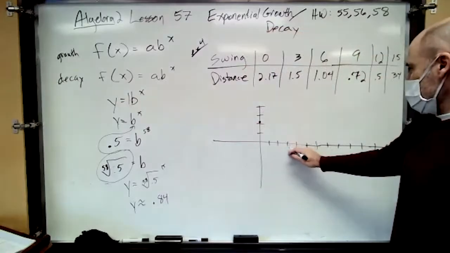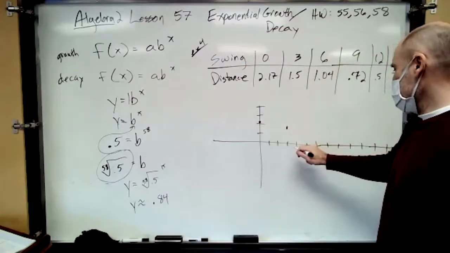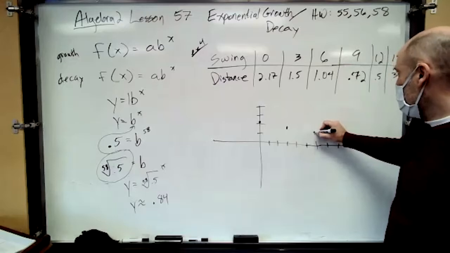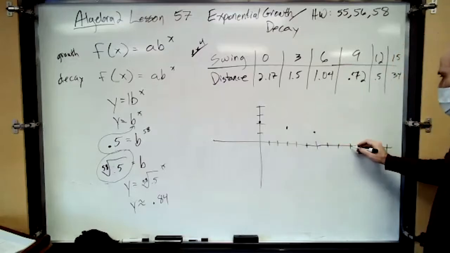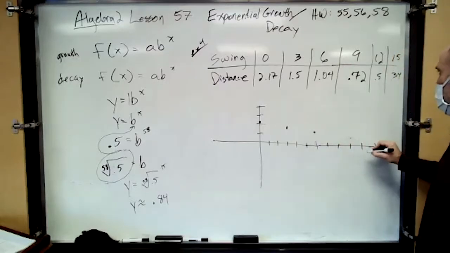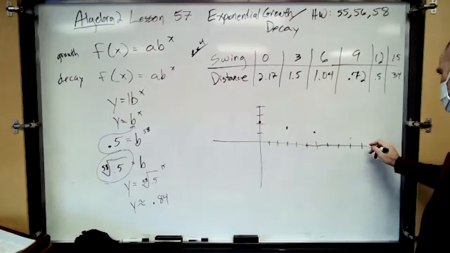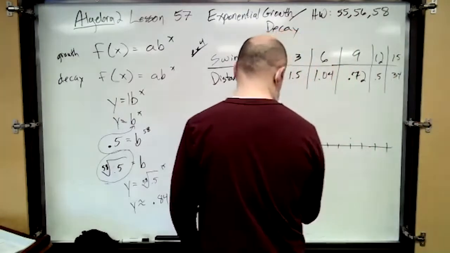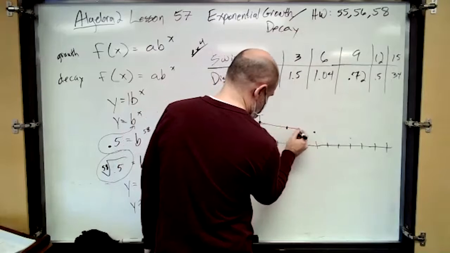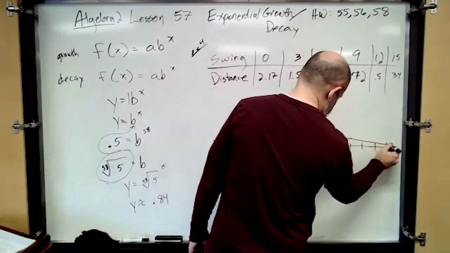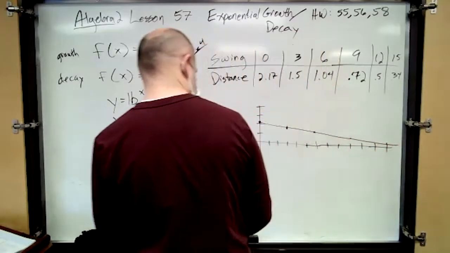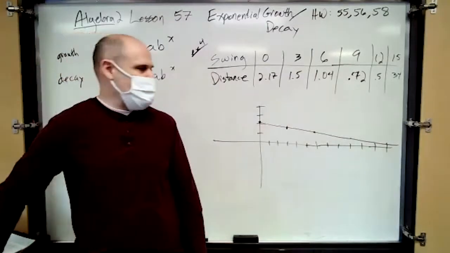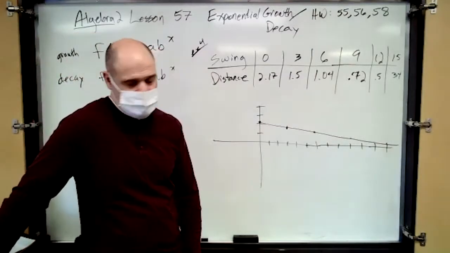2.17. At 3 swings, it's 1.5. 6 swings, 1.04. 9 swings, it's 0.72. 12 swings, it's 0.5. So it looks like this. Do you see the decay here? It kind of levels out a little bit. There it curves. It looks like it's linear, but it's just because the graph isn't awesome.